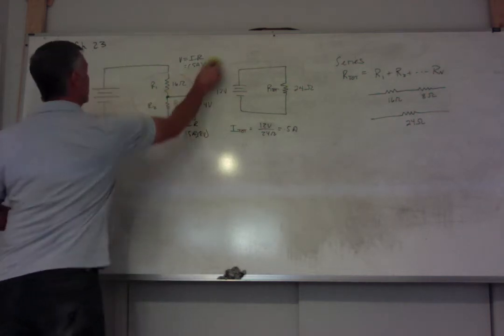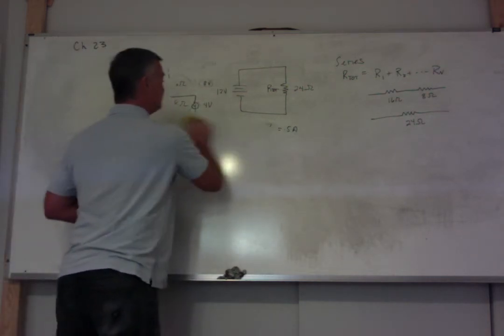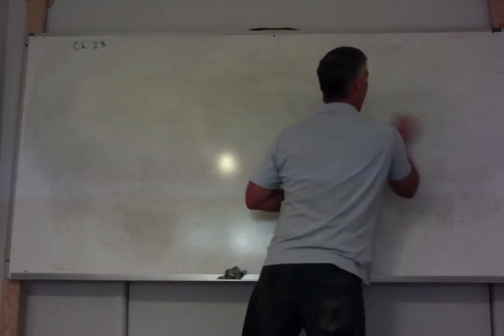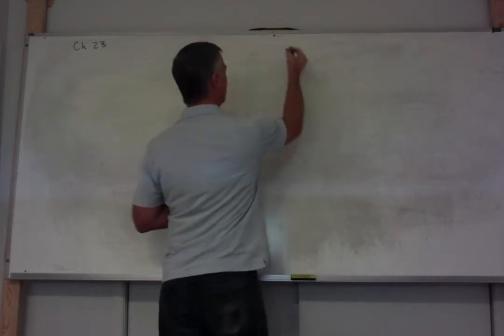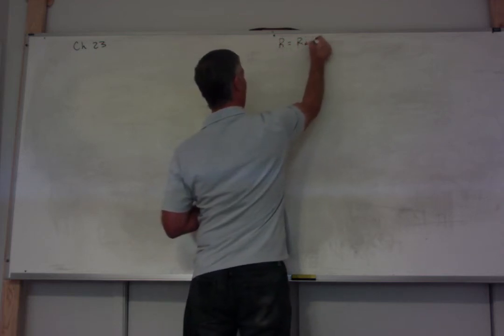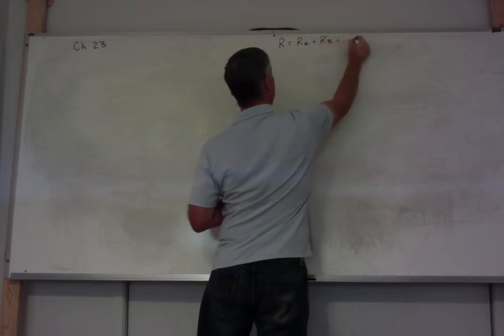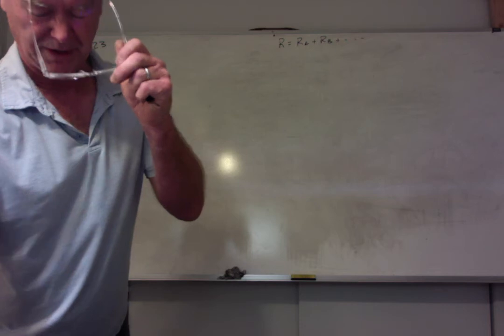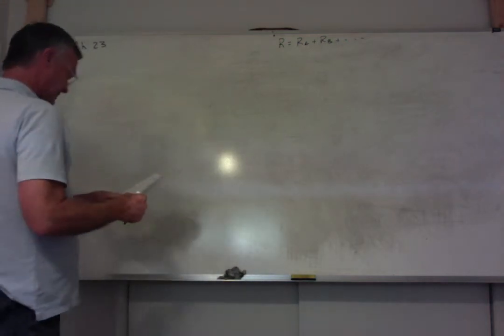So let me do a second problem. And by the way, your book uses a little different notation. They don't say R total, they say R, and then they add up RA plus RB plus, but I use R total and R1, 2, and 3. I just like that better. So let me give you a different problem.